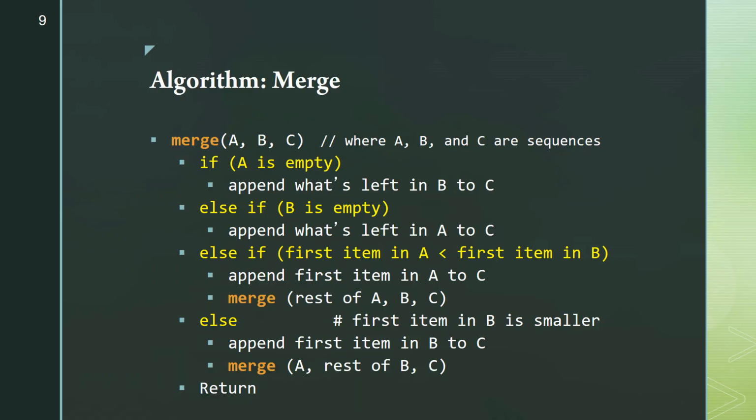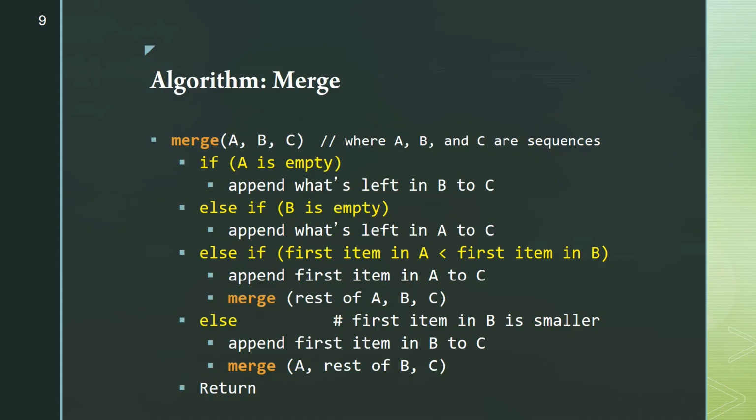So here's merge. If I have two subsequences, A and B, that are already sorted, if A is empty, I can append what's left in B, the other list, to C, my result. If B is empty, in other words, the opposite case, I can append what's left in A to C, the result. However, if the first item in A is less than the first item in B, I'm going to append the first item in A to C, the result, and then call merge on the rest of A, B, and C. Else, where the first item in B is smaller, append the first item in B to C, and then merge A, the rest of B, and C.